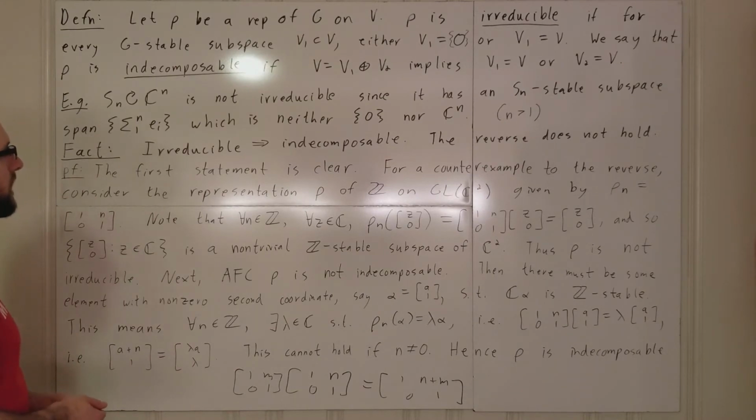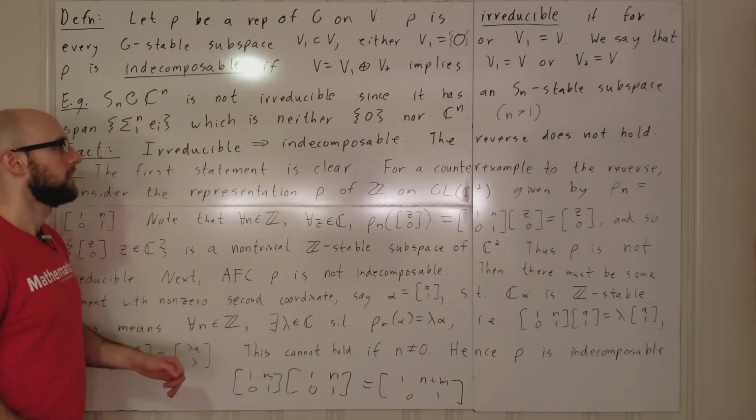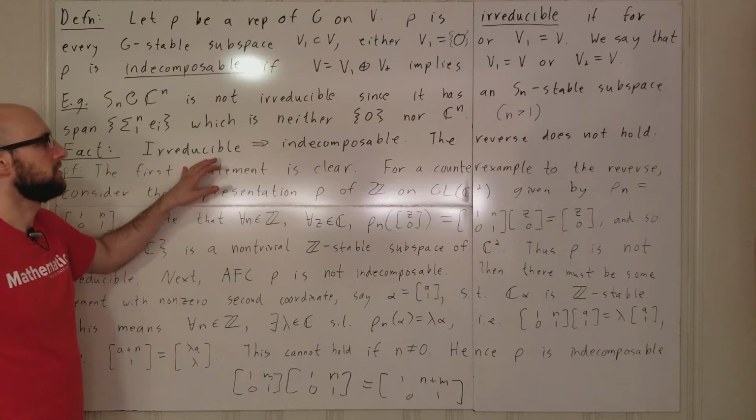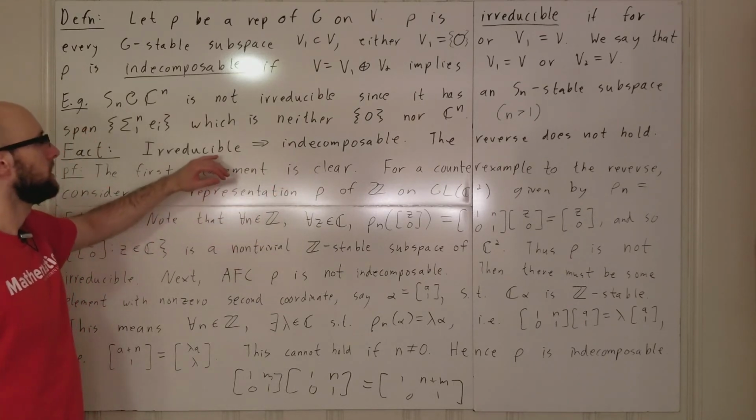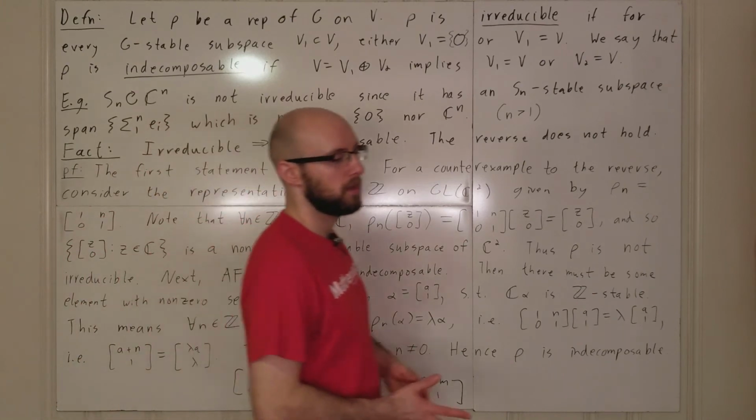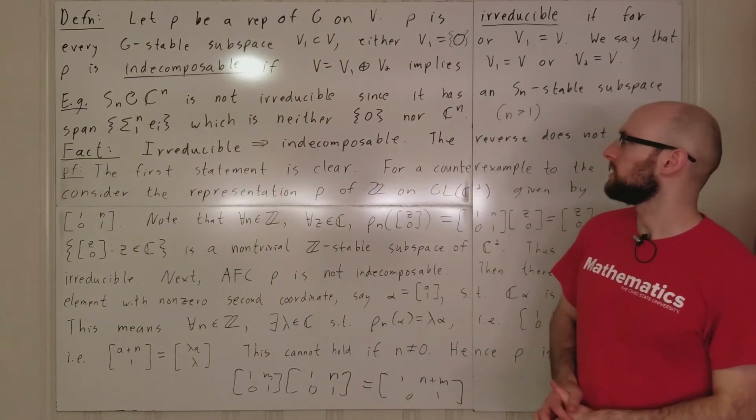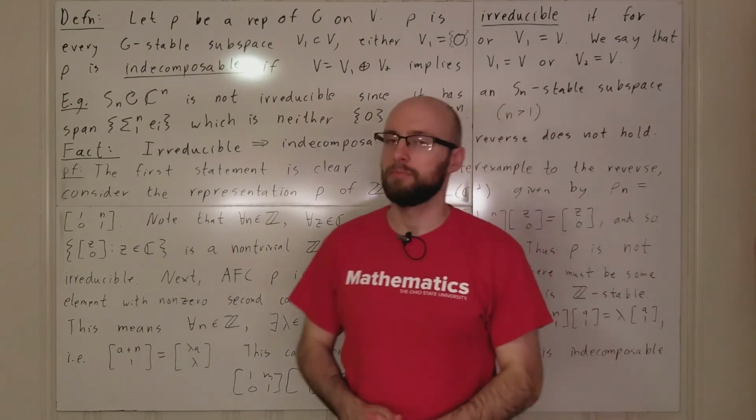Okay, so here's an example of a representation which is indecomposable but not irreducible. And therefore, indecomposable does not imply irreducible. And yeah, this completes this argument, and it completes our discussion of irreducible and indecomposable representations.